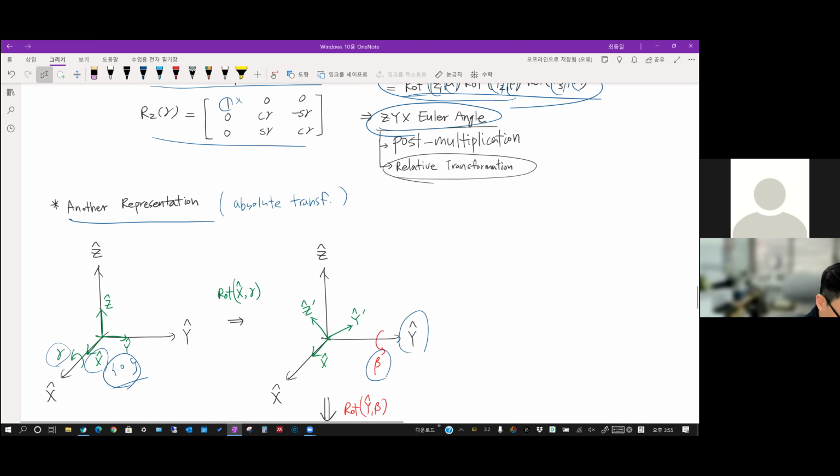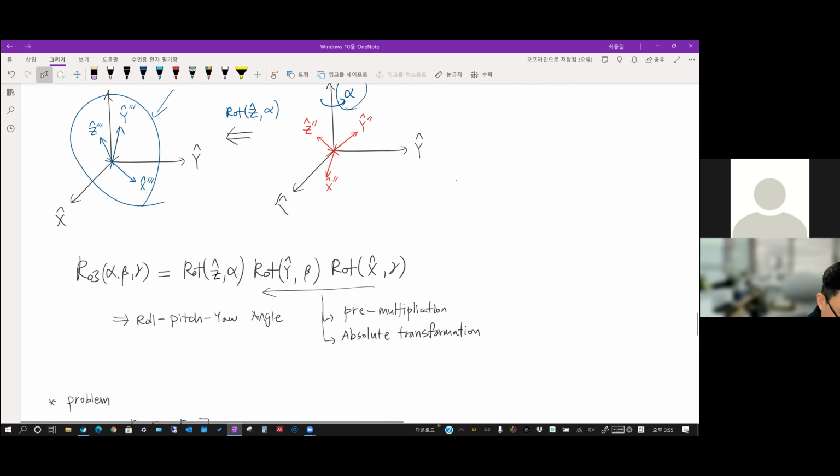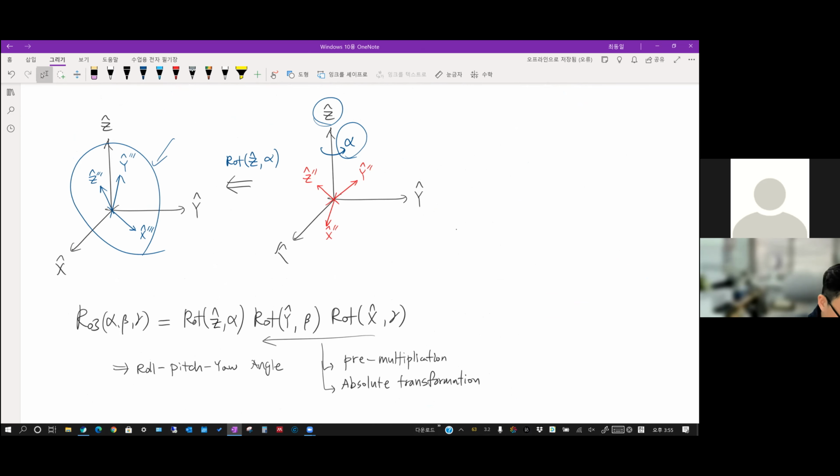Because we choose the reference frame using the zero frame, this one is the fixed frame. So this one is pre-multiplication, and also this is absolute transformation. So in the absolute transformation, we use pre-multiplication. It means left side multiplication, and firstly x and y and z.